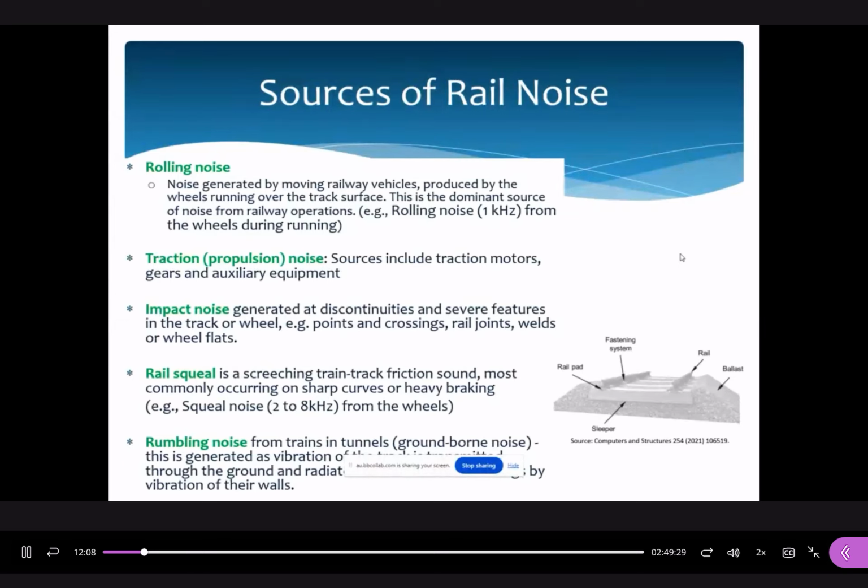And squeal, the wheel squeal. This one is high frequency noise. The dominant frequency is at 2 to 8 kHz. This is the friction effect. When you hear a high frequency noise effect, we can define this as wheel squeal, not the rolling noise. And the rumbling noise.